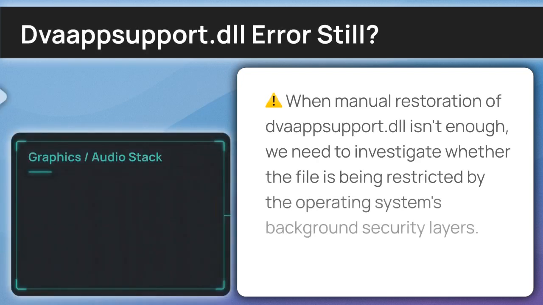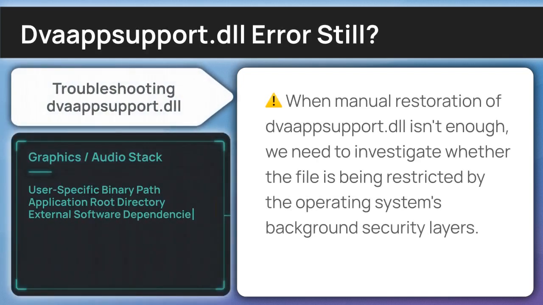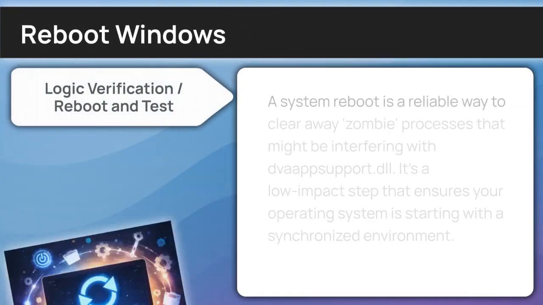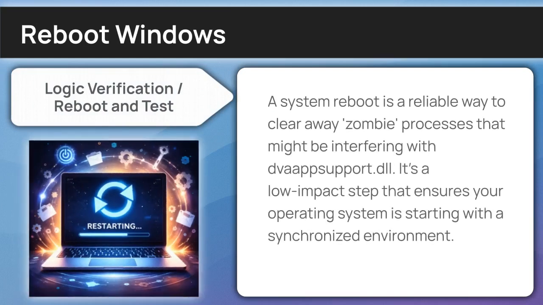If no luck was had with the redistributable package, we will escalate the fix by performing a targeted reset of the system state. A quick reboot can determine if the error is transient. While it won't fix a deleted file, it can re-establish the connection between your software and the DVA app support file if the path was temporarily busy.